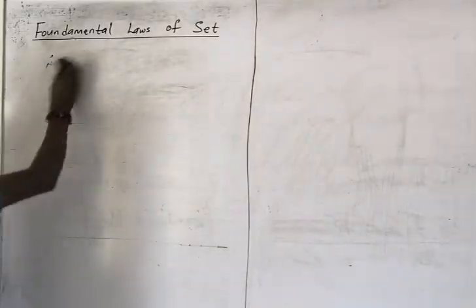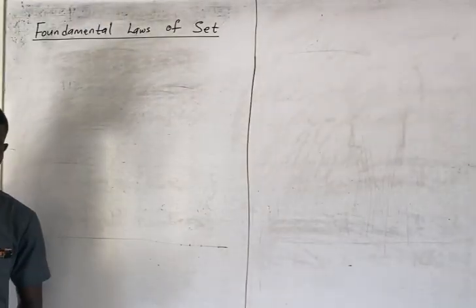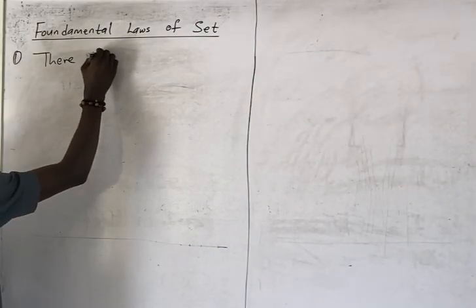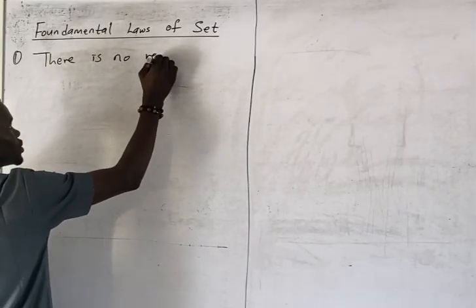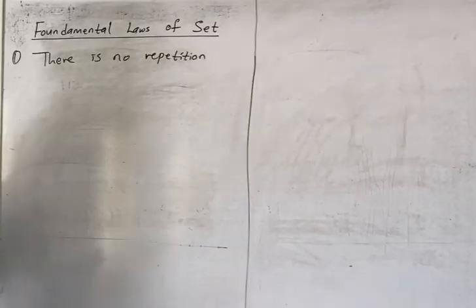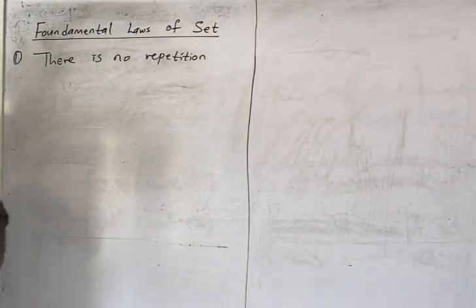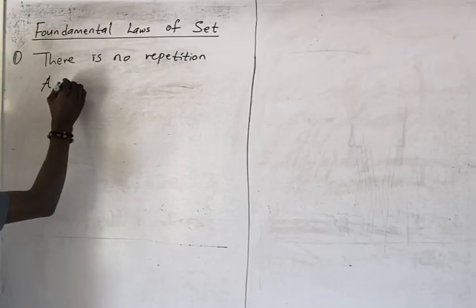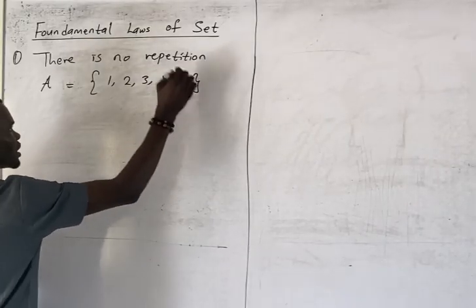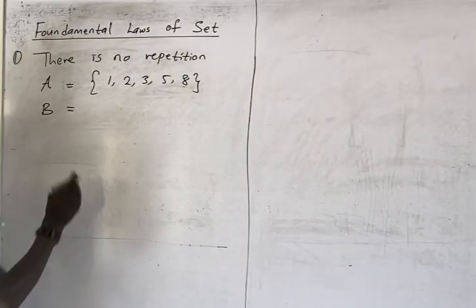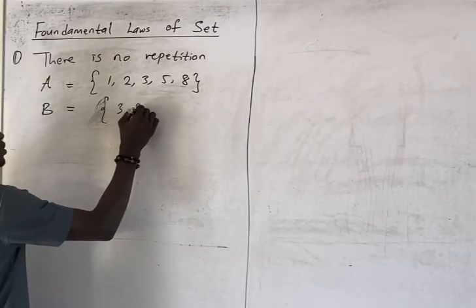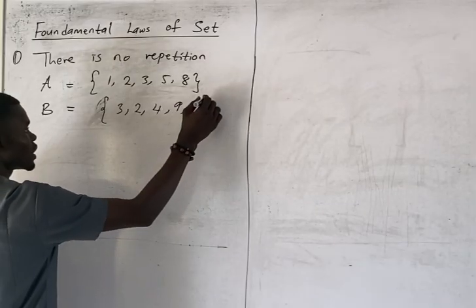So we have 2 fundamental laws that guide the writing of sets. The first one states that there is no repetition. What does this mean? Let's say that I have a set A to be 1, 2, 3, 5, 8, and set B to be 3, 2, 4, 9, 1.